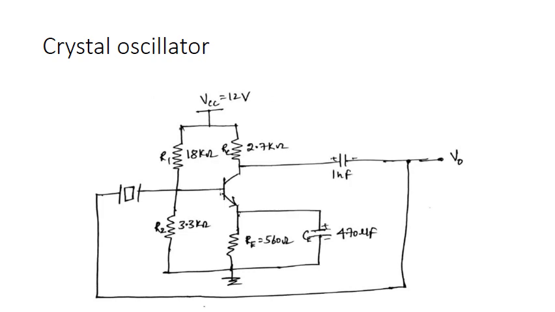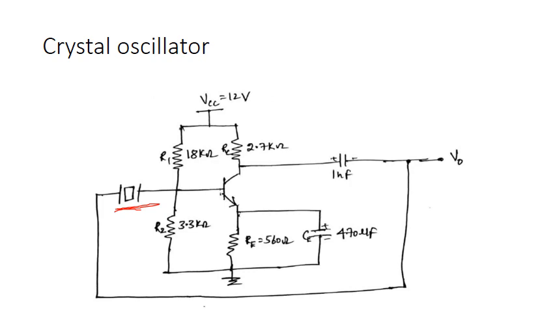Next is the crystal oscillator. This is the circuit diagram of the crystal oscillator. A crystal oscillator is a tuned oscillator which uses a quartz crystal in the tank circuit. This is the quartz crystal.